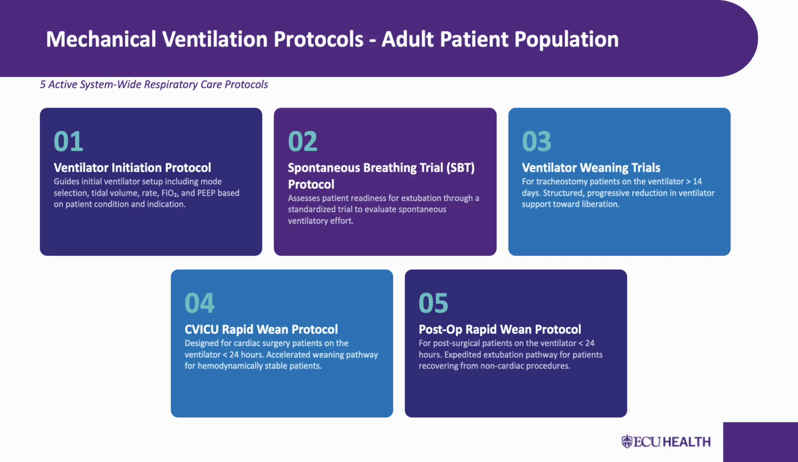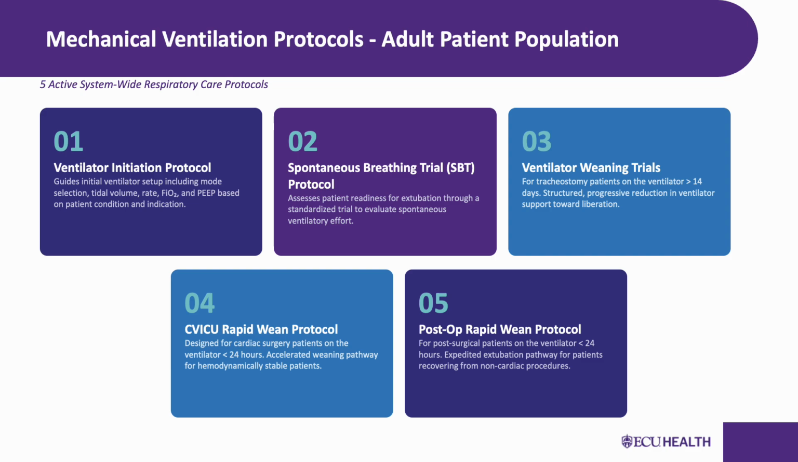Protocol number 4 is the CVICU Rapid Wean Protocol. This is a faster track designed for cardiac surgery patients who have been on the ventilator for less than 24 hours. These patients typically come out of the operating room intubated, and if they are hemodynamically stable, we can move quickly towards extubation. This protocol standardizes that accelerated pathway.